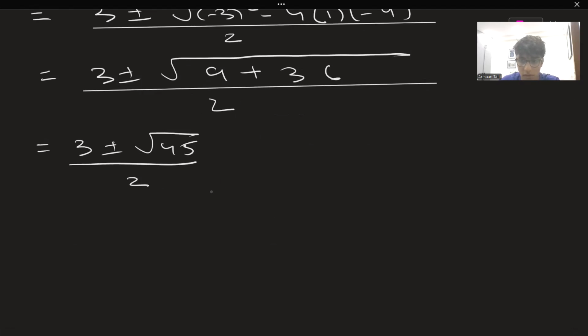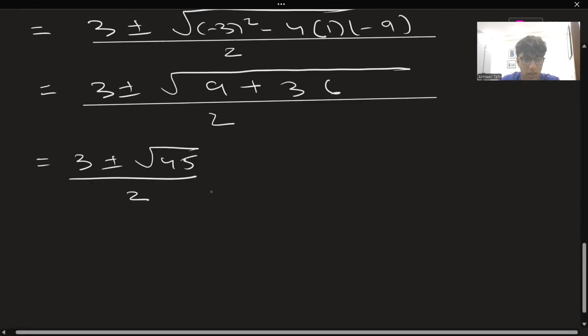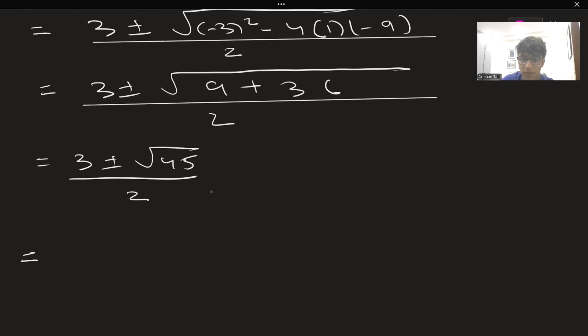So now, what do we do here? If you see a number, you should just take out anything that you can from under the root. So 45 can be written as what? 5 times 9, right? And your 9 is a perfect square. So you can just take it out of the brackets here to make your calculations simpler.